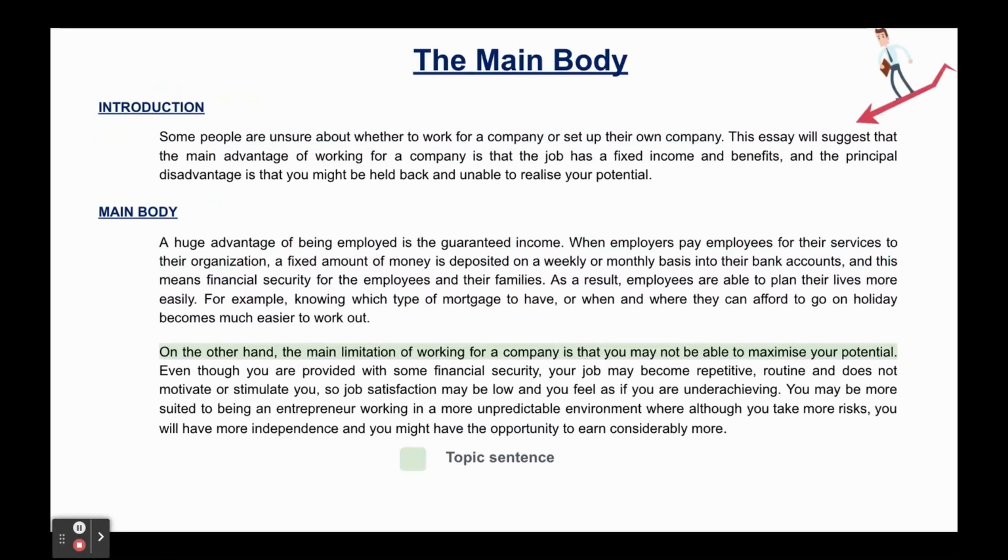Okay, and similarly in paragraph 3, you can see that the disadvantage that you talked about in the topic sentence is directly connected with what you wrote in the introduction. And again, you go on to give reasons why you think that working for a company is not necessarily a good thing. Okay?